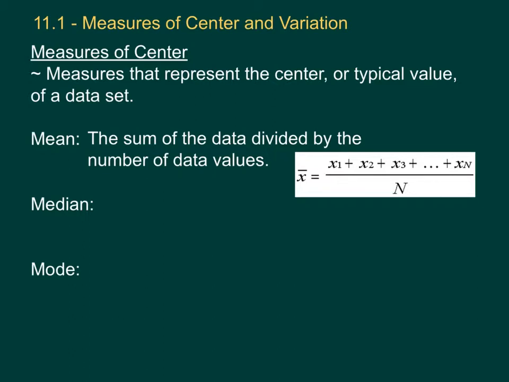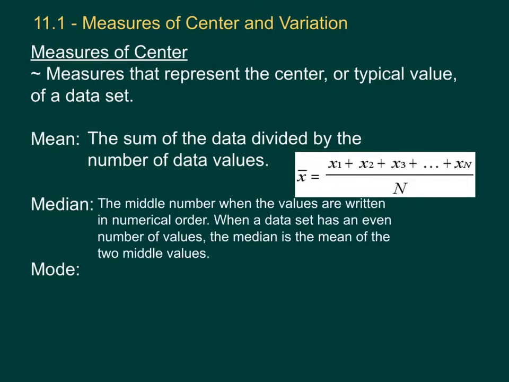Up next, we have the median, which is found by determining the middle number when the values are written in numerical order. When a data set has an even number of values, you won't be able to find the exact middle number, so you'll find the median by determining the mean of the two middle values. So you'll go to the middle and find the two values, add them up, and divide by 2. So the median is just the number that's right in the middle. With an odd number, it's pretty easy to find. With an even number of data points, it's just one extra step.